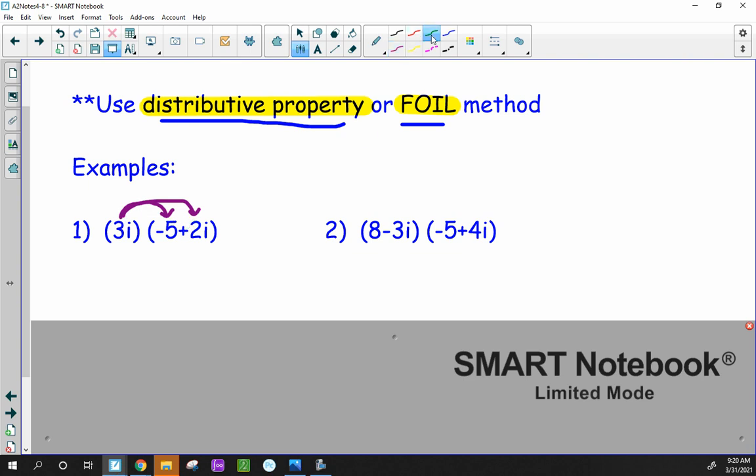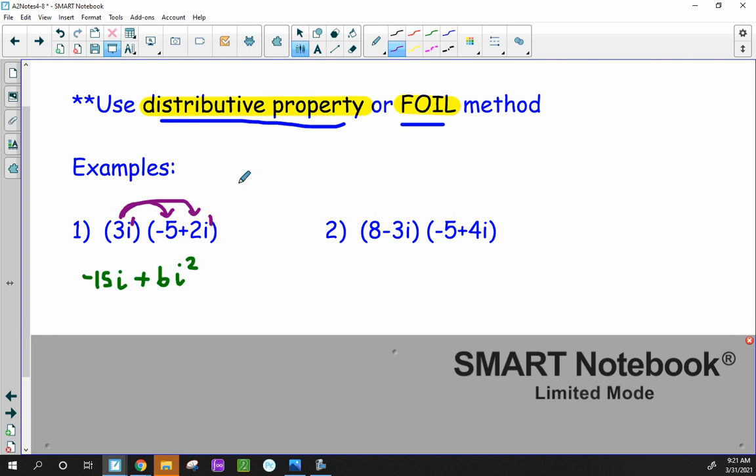With multiplication, the rule is you can multiply anything together. So you're going to do 3i times negative 5. Even though they're not the same type of number, you can multiply them together. 3 times negative 5 is negative 15, and then you'll drop your i down with it. 3i times 2i, well, 3 times 2 is 6, and i times i is i squared. So remember, when you're multiplying, the rules that you've learned in the past, like the product rule, you're going to add powers, and it still is the same. It still applies to imaginary numbers.